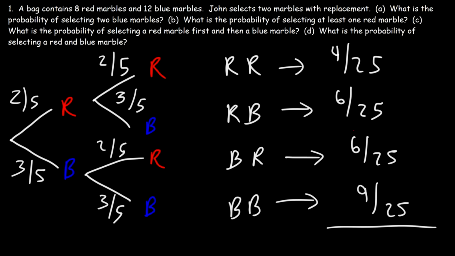Now, if we add up these 4 values, it should give us 1. 4 plus 6 is 10, plus 6, that's 16, plus 9, that's 25. So we get 25 over 25, which is 1. And 1 corresponds to 100%.